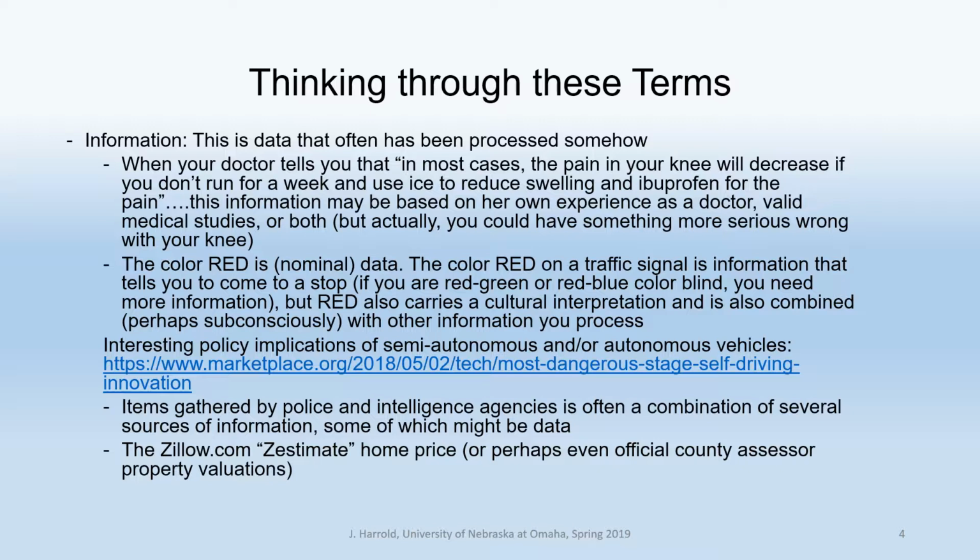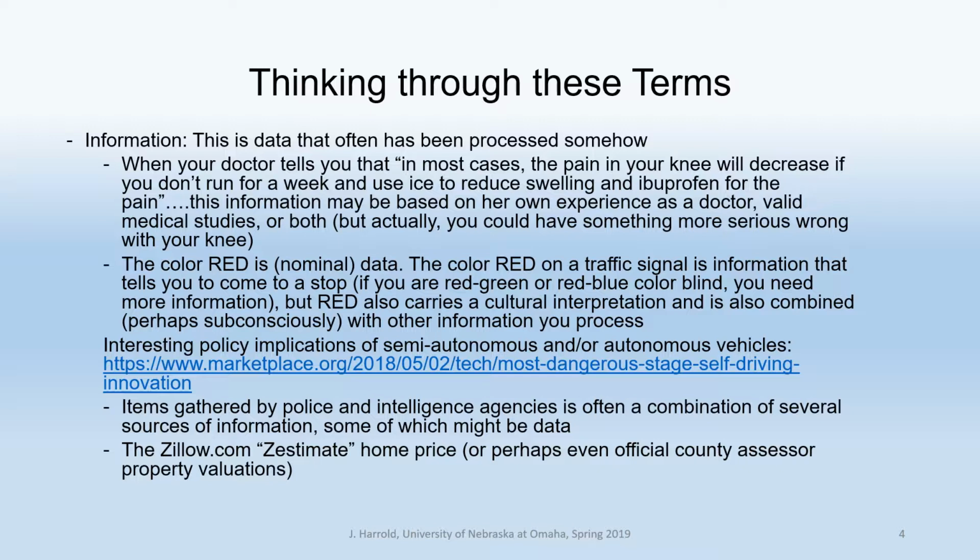So the color red is data. Red is a nominal piece of data, right? We categorize colors by how the light refracts, or whatever it is. So red is nominal data, right? For some people who have color acuity problems, it might not be as apparent that red is different than green, for example, but still red is nominal data.